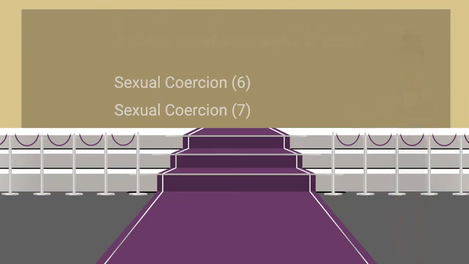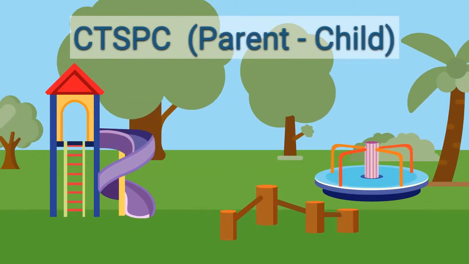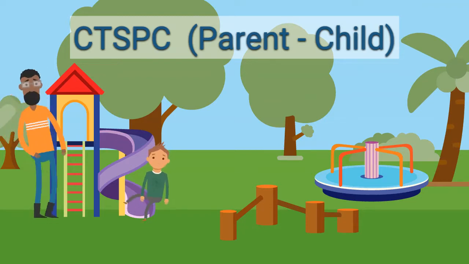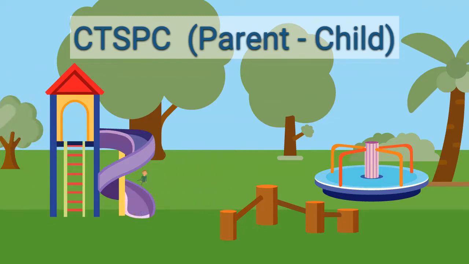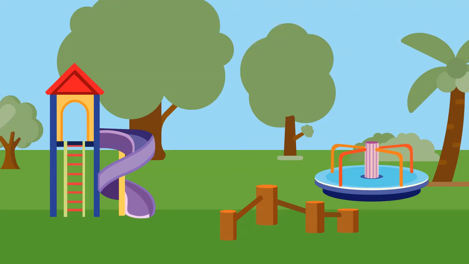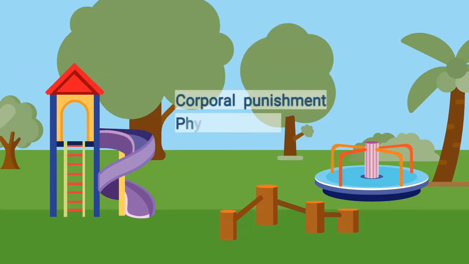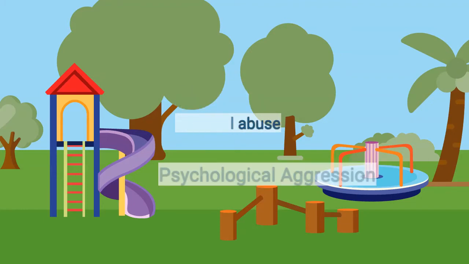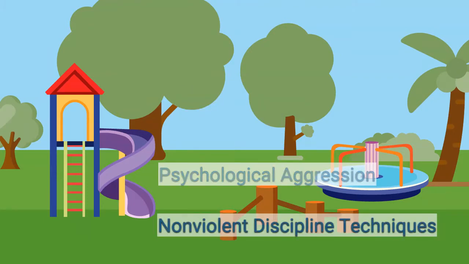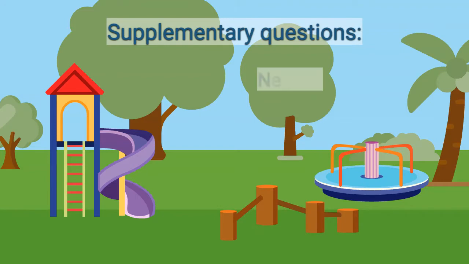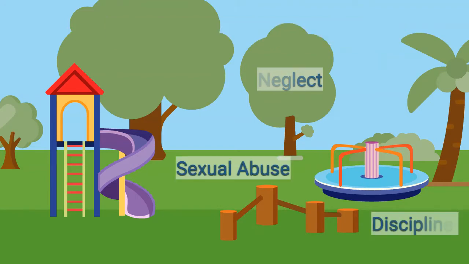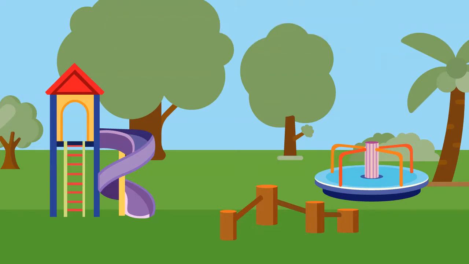in injury. The Parent-Child Conflict Tactics Scale is the version of the CTS for measuring maltreatment of a child by parents. The CTS-PC has scales to measure physical assault with subscales for corporal punishment and physical abuse, psychological aggression, and use of non-violent discipline techniques. There are also supplementary questions on neglect, sexual abuse, and discipline in the past week.